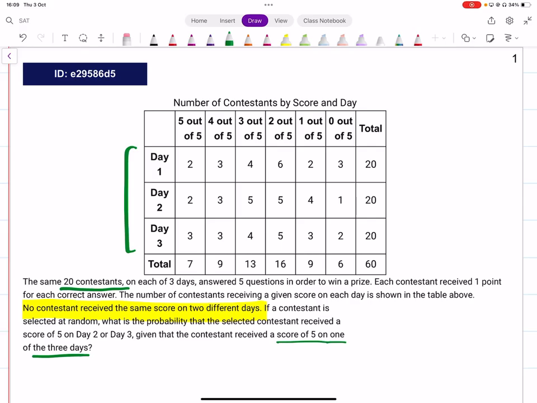On day 1, 2 contestants received a score of 5. On day 2, 2 contestants received a score of 5. And on day 3, 3 contestants received a score of 5. And they're saying no contestant received the same score on 2 different days. That means all of these people are different. What's the total number? 7 students.